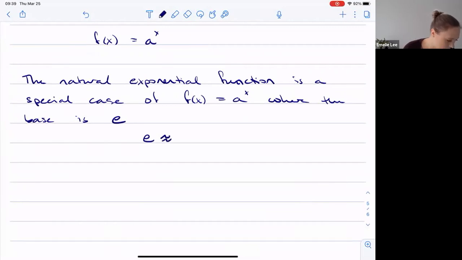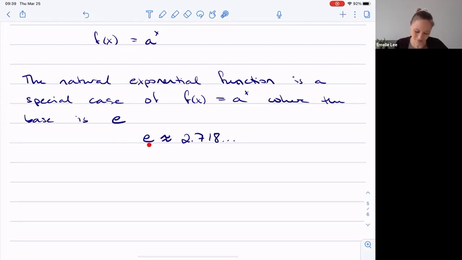E is roughly 2.718, blah, blah, blah. There's a song, 2.71828, blah, blah, blah. Anyways, doesn't matter. Just like we know pi is roughly 3.14. Just like pi, e keeps going forever and ever and ever. So e is an irrational number.